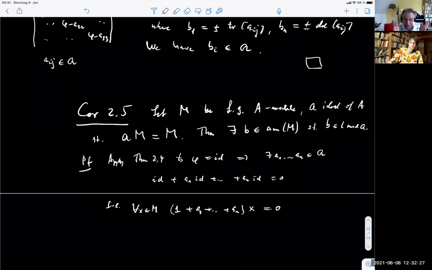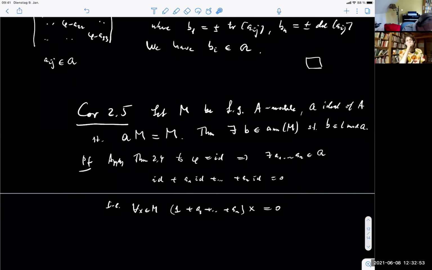Okay. Because this is how we interpret this. We interpret this element of the ring as the multiplication with this. Okay? Or if you don't like it, you just take this and evaluate at any x in M. Then you have this. Okay?